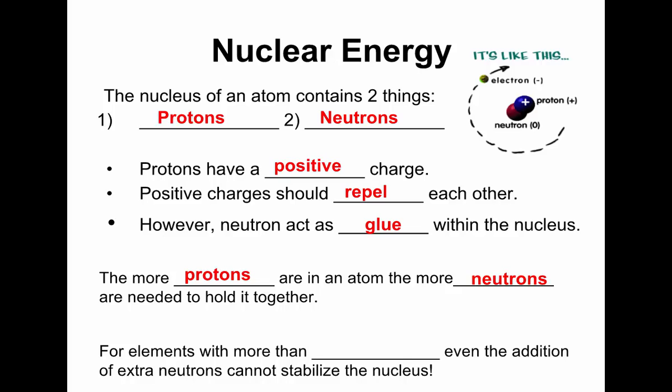Some elements, those above 83 or so protons, even adding extra neutrons cannot stabilize the nucleus. And those elements are likely to break apart and decay.